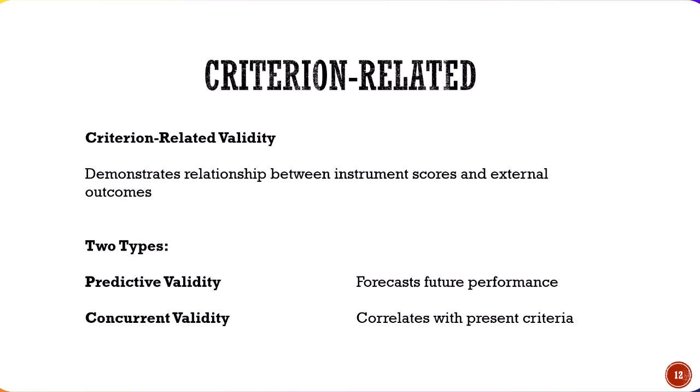Then we have criterion related validity, where we demonstrate a relationship between instrument scores and an external outcome. So in basic terms, criterion validity answers the question, does your test score accurately predict or correlate with the real world? That is criterion. When the two things that you are trying to measure, the instrument will relate to the external outcome. I'll give a typical example.